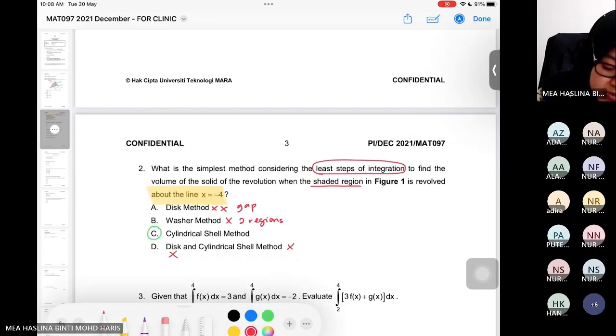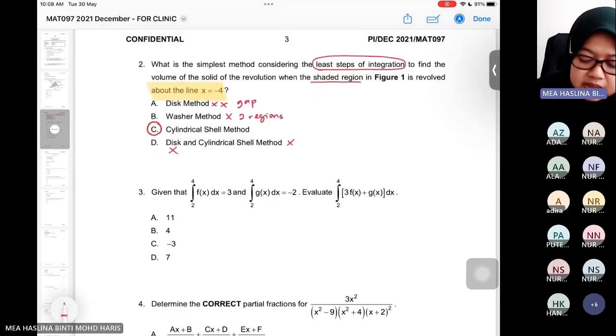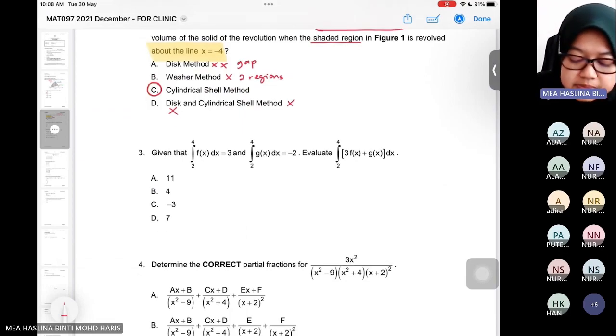And then for number 3, given the integral of f(x) dx from 2 to 4 is 3, and the integral from 2 to 4 of g(x) dx is -2, evaluate the integral of 3f(x) plus g(x). So this is easily done.